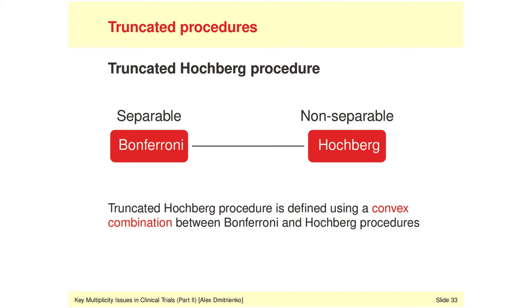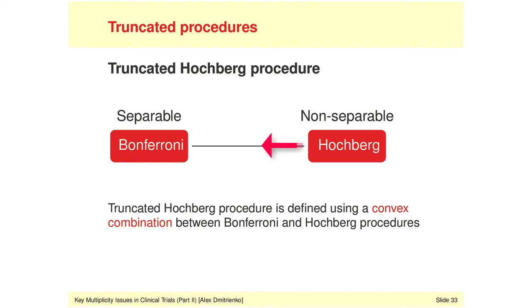this, I think it will be helpful to present the following visual analogy. Let's think about the Bonferroni procedure, which is an example of a separable procedure, as a point, the lower point of a segment, and the upper point of that segment or that interval would be the Hagberg procedure, which is non-separable. A truncated version of the Hagberg, which, as I said again, is defined using a convex combination between those two procedures, can be thought of as a point which lies in between those two extremes.